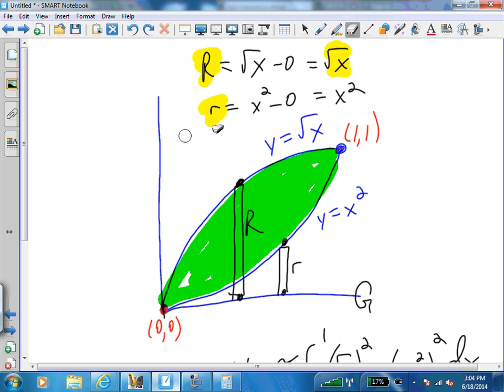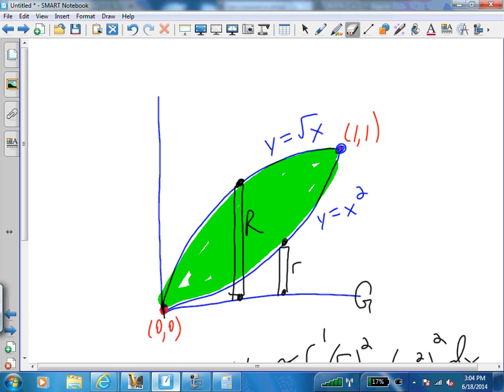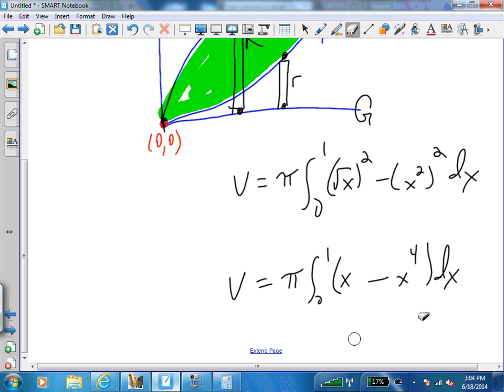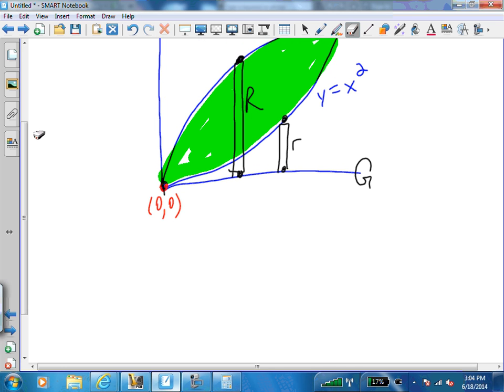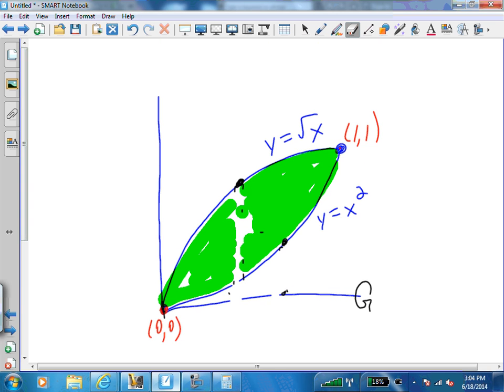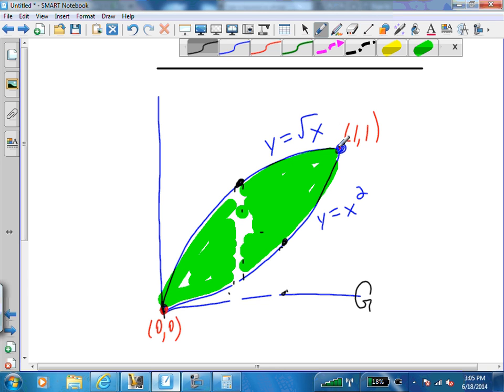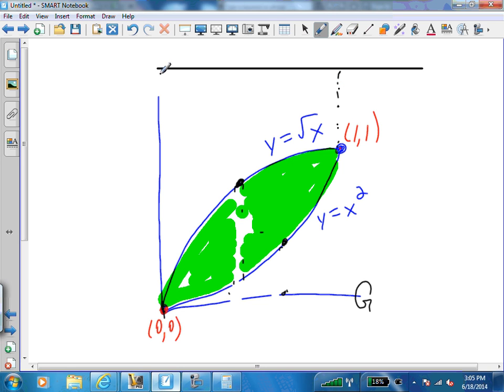The little r is the distance from the axis to the inside edge of our region. So this y, 3, minus this y, which is given by the square root of x. Then it's still pi times the integral from 0 to 1 of big R squared minus little r squared. Now, all the ones we've done so far, we've rotated around a horizontal axis. Real quickly, let's rotate around a vertical axis.